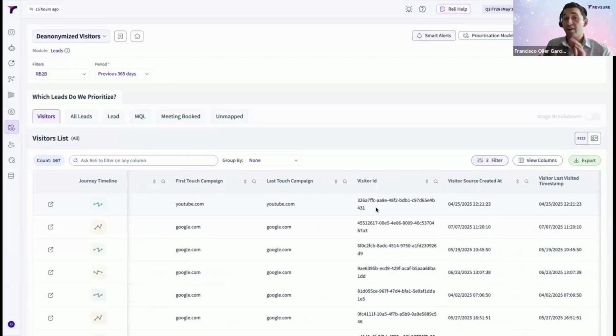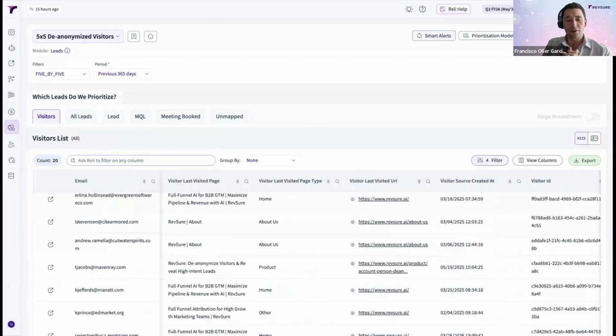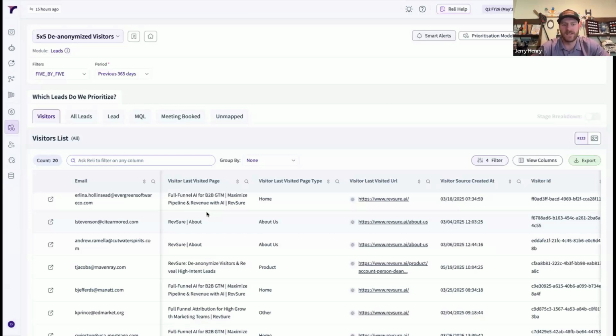So it's just one layer. With another one of our partners, 5x5, we see that we have the email and all of those additional data points. And here is where Jerry can add some great insight based on his experience in working across multiple teams and organizations. Yeah, I think one thing that is super valuable here is really working in tandem with sales.